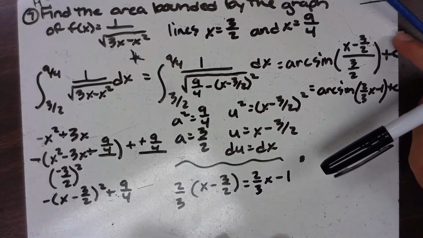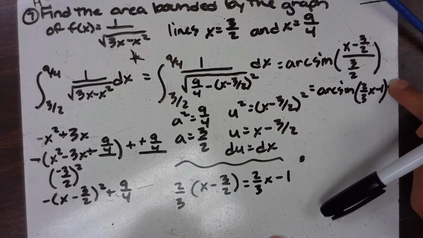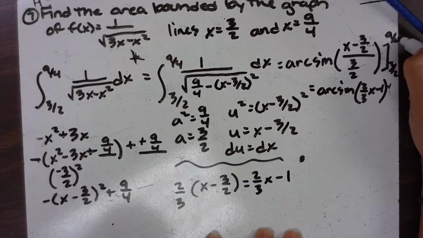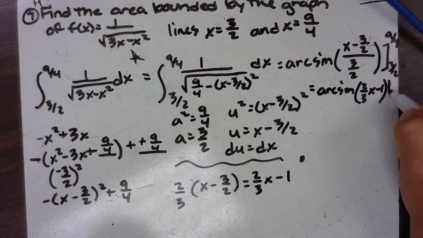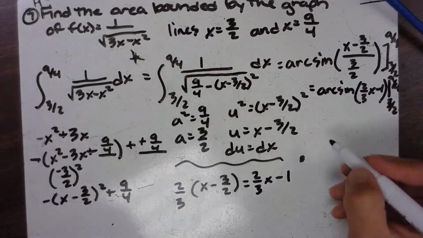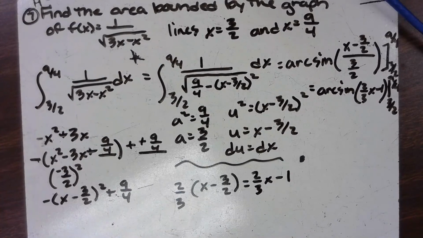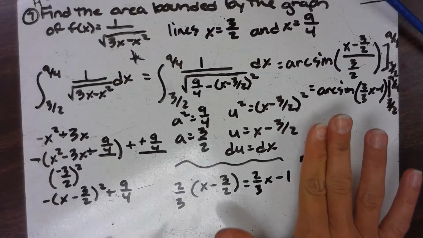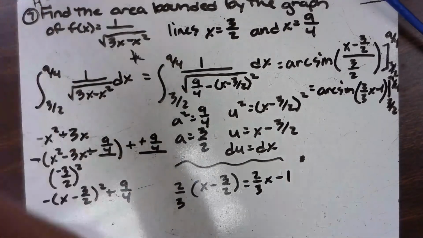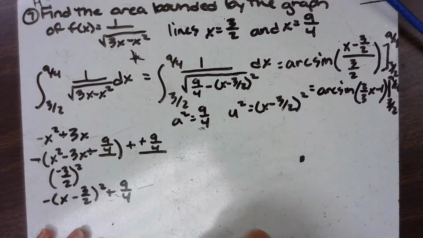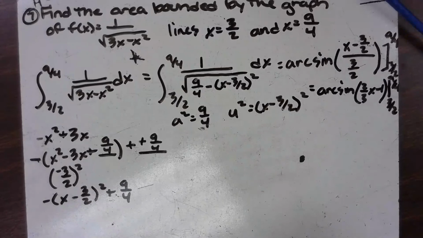And actually, I shouldn't have put the plus c. What should I have put? Remember, you're doing this from 3 halves to 9/4. When I plug in, I am running out of room, so I'm going to erase some of this right here so I have enough room to finish the problem. If you need to go back and look at it, you can on the video.